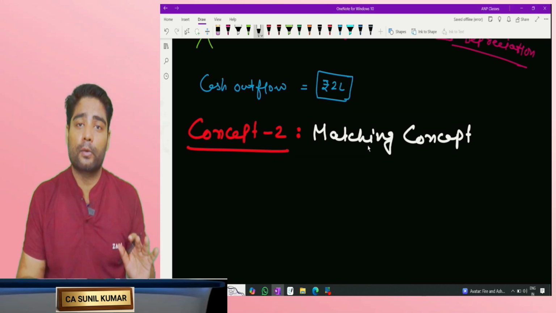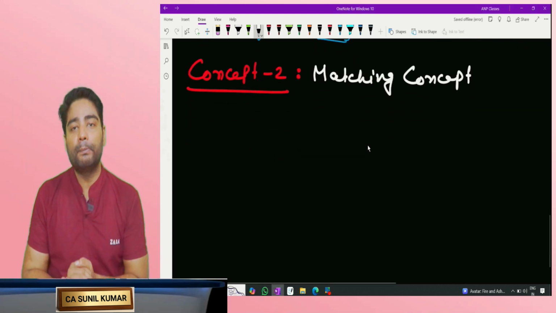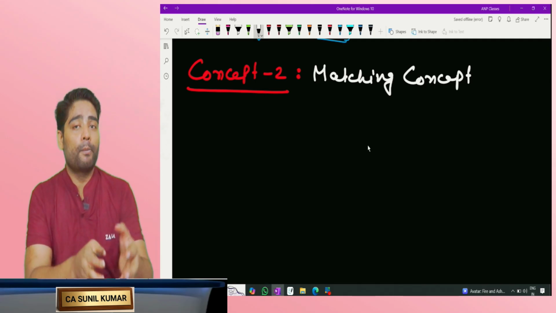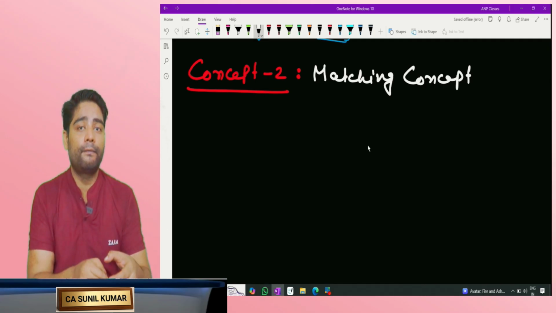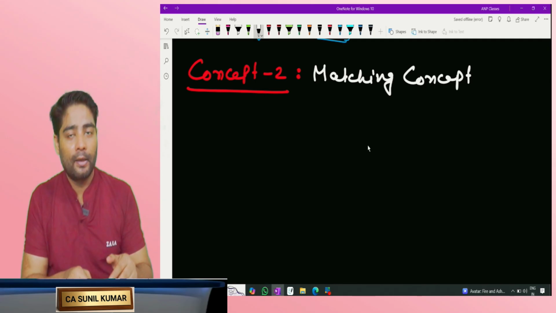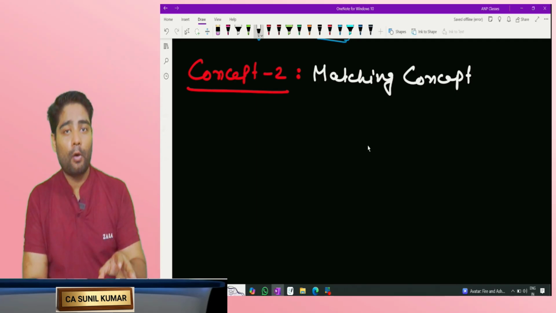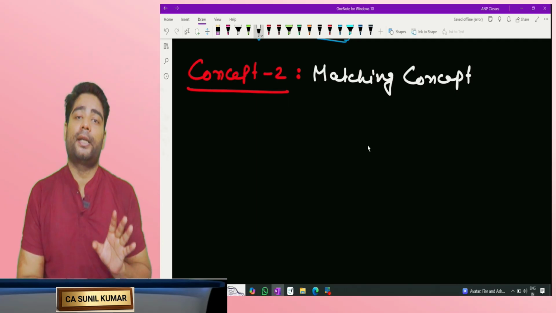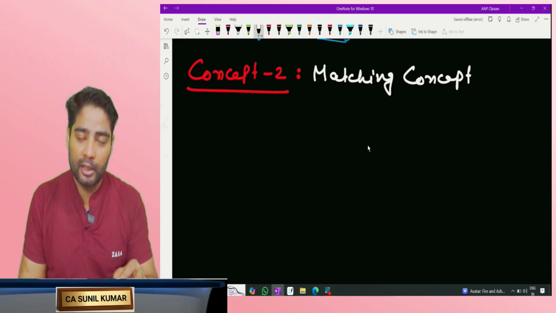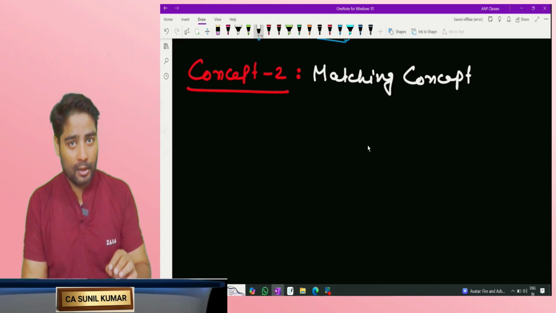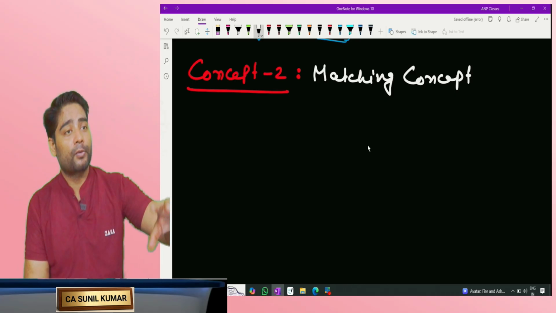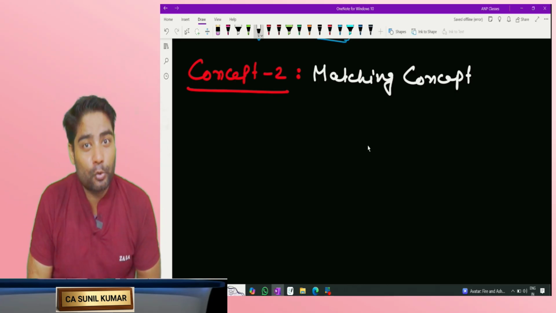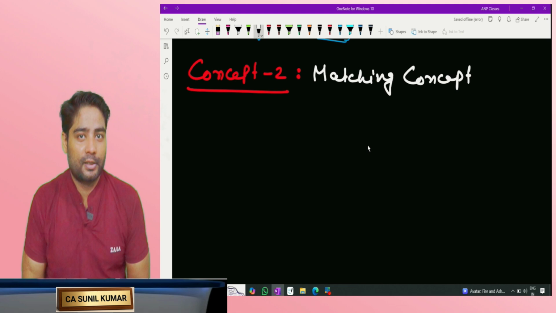So what is matching concept? Matching concept simply says that when you take benefit of an expense, then you should charge that expense in that particular year, whether cash has flowed out or not. Sir, can you say it in other words?